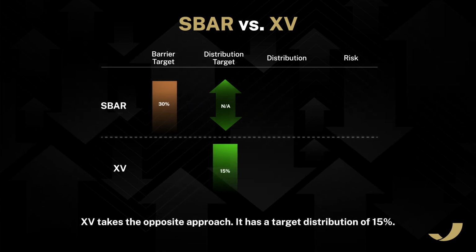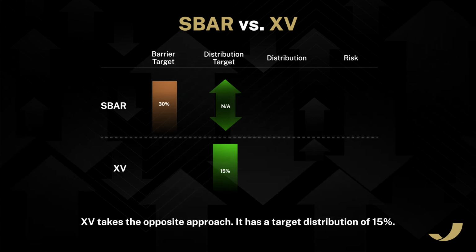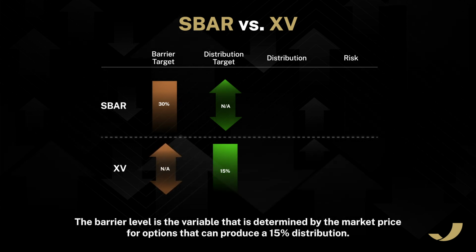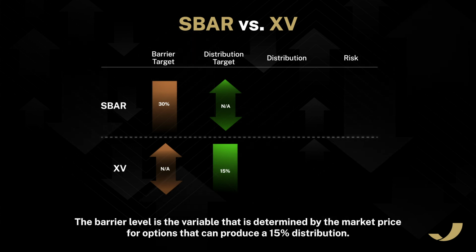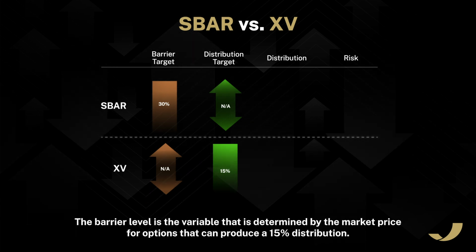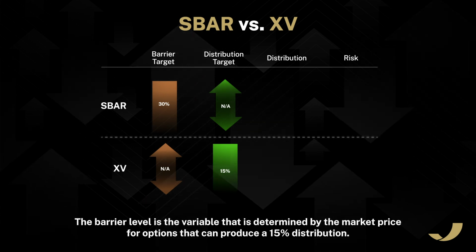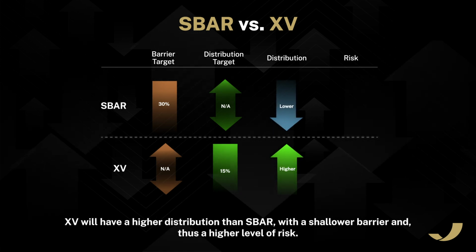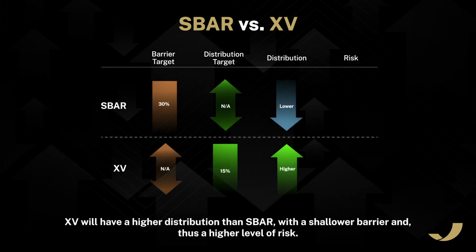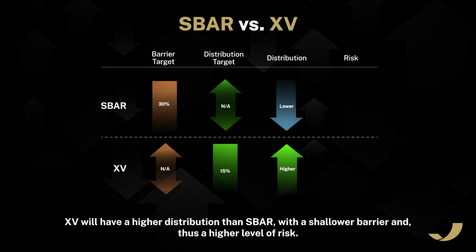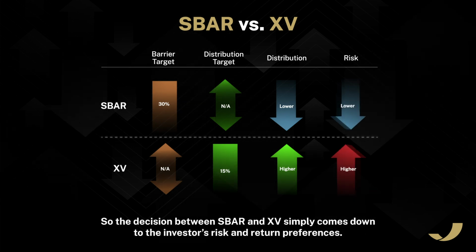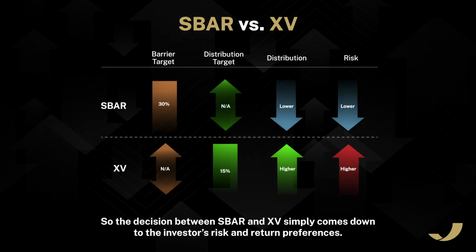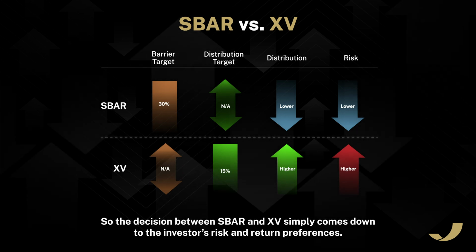XV takes the opposite approach. It has a target distribution of 15%. The barrier level is the variable that is determined by the market price for options that can produce a 15% distribution. XV will have a higher distribution than SBAR, with a shallower barrier and thus a higher level of risk. So the decision between SBAR and XV simply comes down to the investor's risk and return preferences.